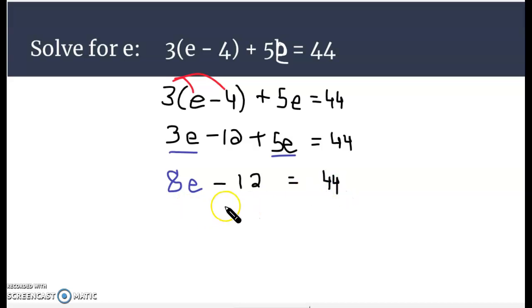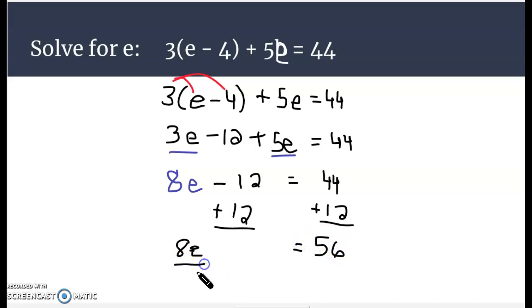We're going to get rid of the 12 by adding it. See, we're doing the opposite of what we see. We see minus 12, we go plus 12. All right, we're then left with 8e. We didn't do anything with 8e yet. 44 and 12 makes 56.